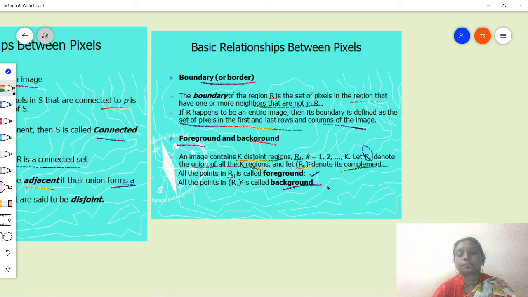Okay. So we completed the basic relationships between pixels. In the next board, we will discuss distance measures. Thank you, learners.